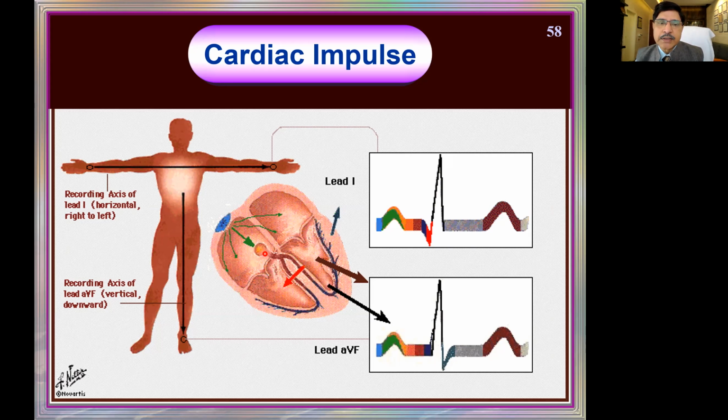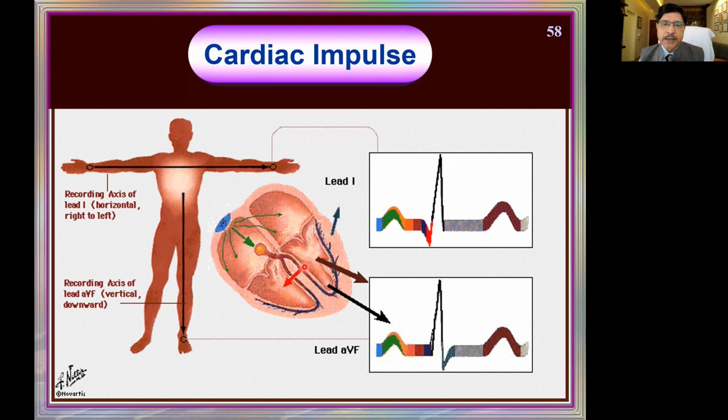So once it hits the AV node and crosses the nodal delay, then there is a beautiful wiring there. The current goes faster in the wires than through the cardiac muscle. This wiring has the bundle of His, which divides into the left bundle and the right bundle. The left bundle activates the left ventricle and the right bundle activates the right ventricle.